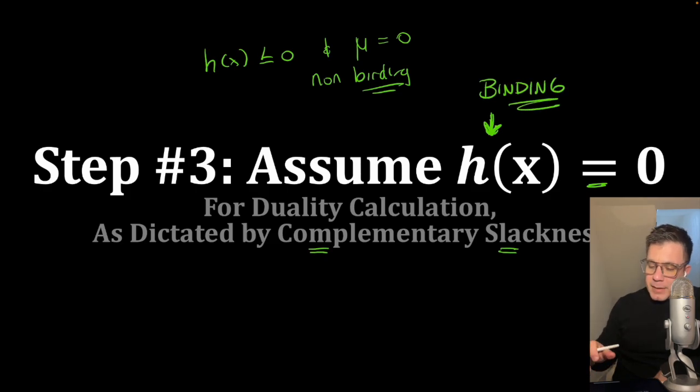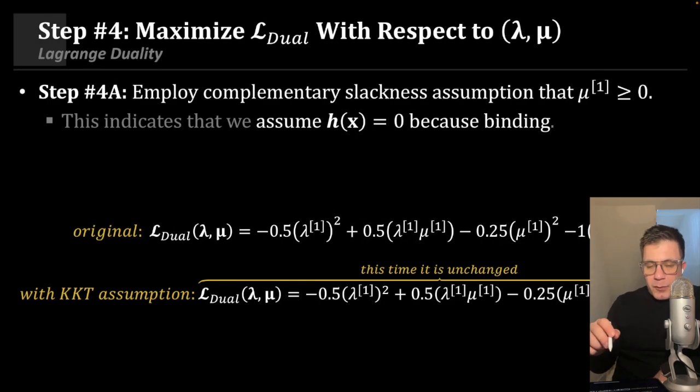All right. So step number 4. Step number 3 was to make that assumption. Step number 4 is to maximize the dual Lagrange function with respect to lambda and mu. And we're going to employ the complementary slackness assumption that mu1 is greater than or equal to 0, and at the same time h of x is equal to 0.